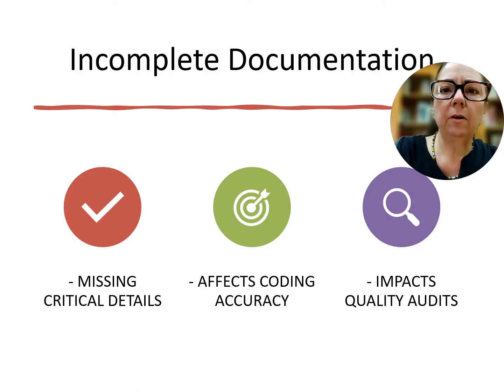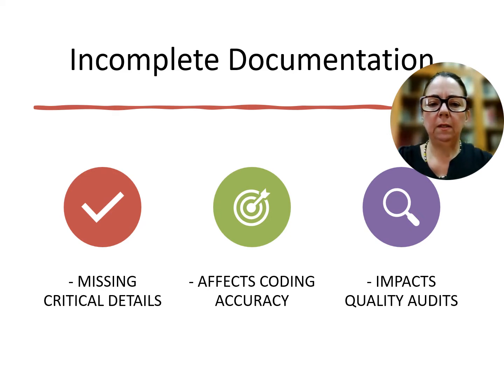So a common error is incomplete documentation, and for each of these topics I'm just going to jump right in, give you an example, and explain to you why it is an issue. So an example of an error and why it's an issue. So with incomplete documentation, like a patient's note not including their current medication list, or missing critical drug interaction information, is a serious deficiency.